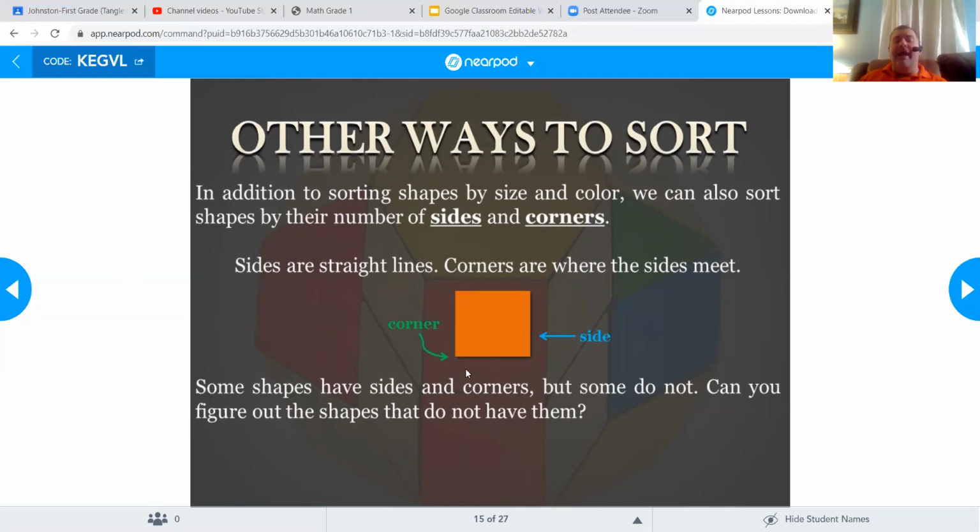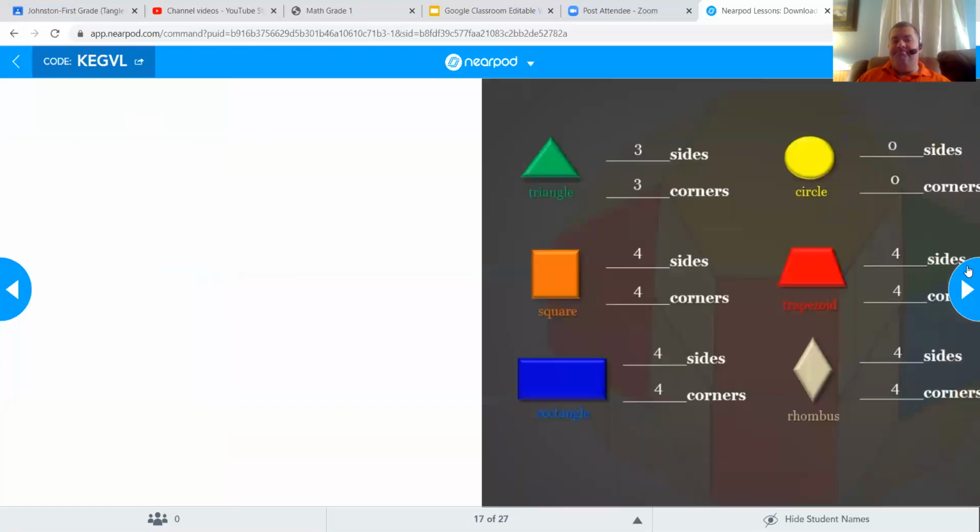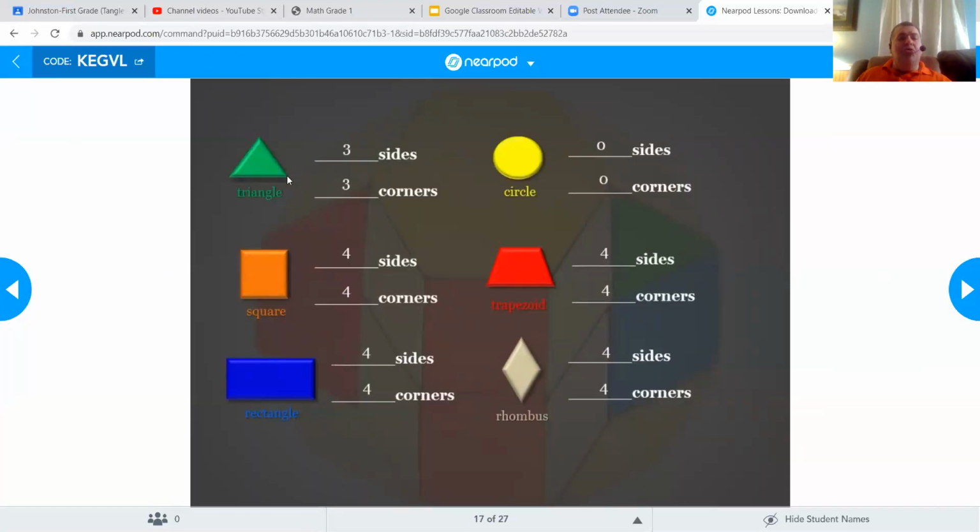Some shapes have sides and corners, but some do not. Can you figure out the shapes that do not have them? A triangle has 3 sides and 3 corners. A circle has 0 sides because it goes around, and it has no corners because there's no lines that meet. We take a look at the square. The square has 4 sides, 1, 2, 3, 4, and also 4 corners, 1, 2, 3, 4.